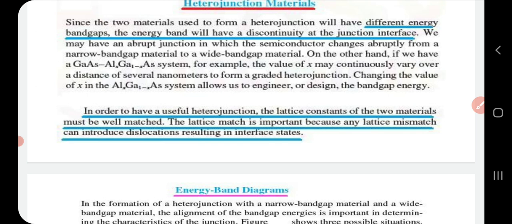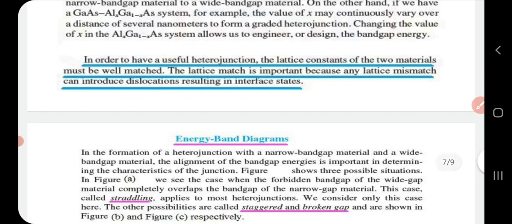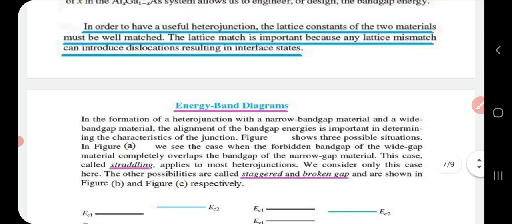So lattice match is very important, because if there is any lattice mismatch, that will introduce dislocations, that means discontinuities, and that will result in interface states. So you will not be able to form a good heterojunction. Okay, so lattice matching is a must if you want to make a good heterojunction.